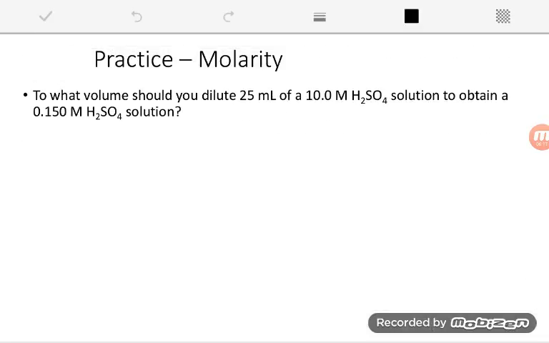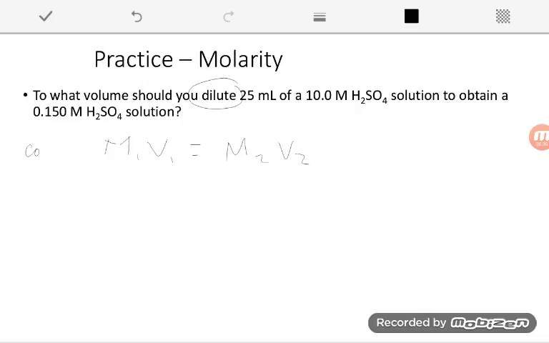Also a molarity problem, but we're going to approach it very differently. To what volume should you dilute 25 milliliters of a 10 molar sulfuric acid solution to obtain a 0.150 molar sulfuric acid solution? Key word here is dilute. Anytime we see that dilute, we're probably going to use the dilution equation.